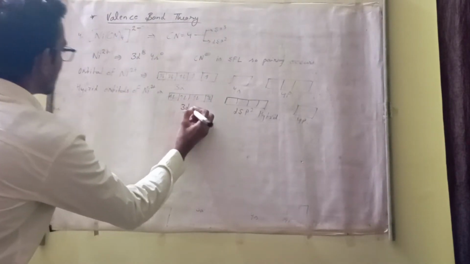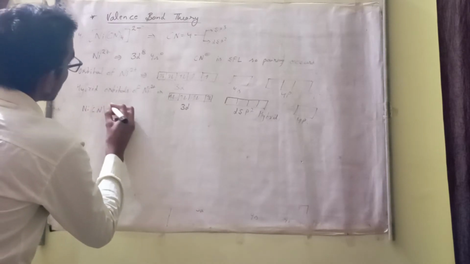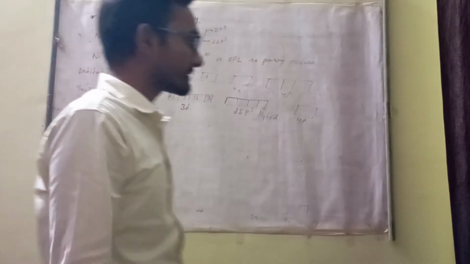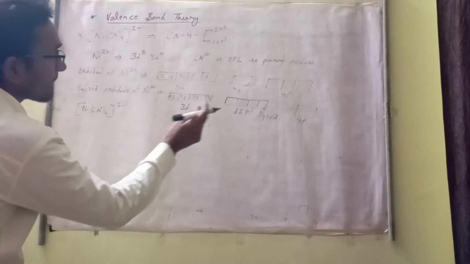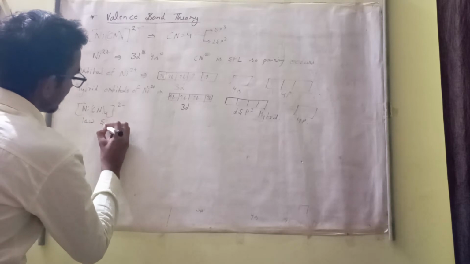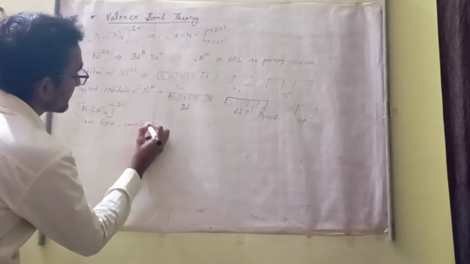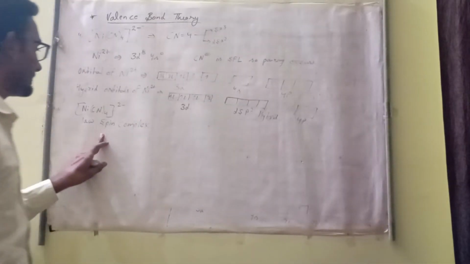This is your 3d. The complex [Ni(CN)4]2- is a low spin complex, as all the electrons are paired.